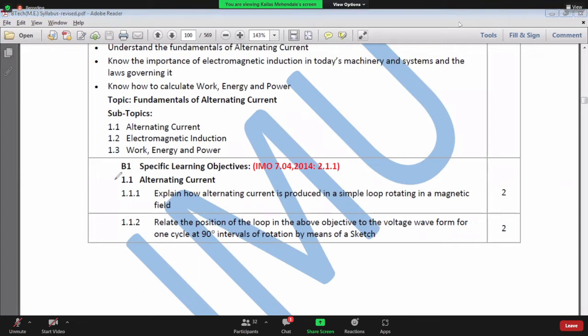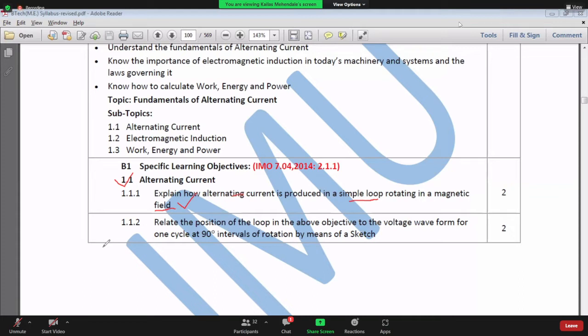So we have started with alternating current. Explain how alternating current is produced in a simple loop rotating in a magnetic field. You saw a video yesterday in which the animation showed a coil rotated in a magnetic field, and how the direction of the current reversed every half cycle. Can somebody tell me which law was used there? Fleming's right hand rule, very good.